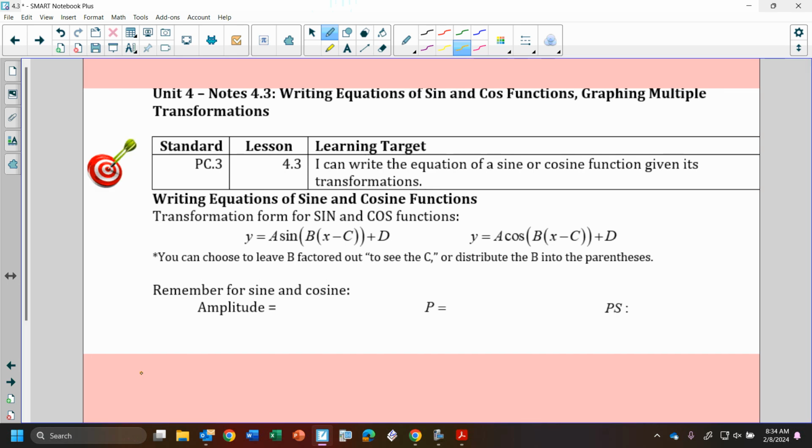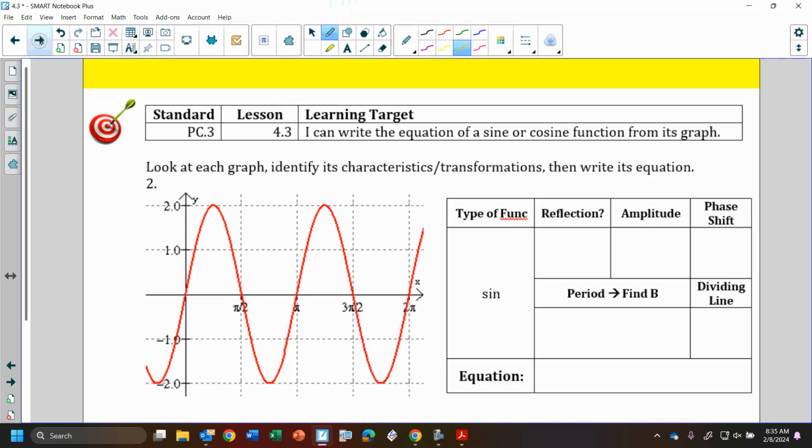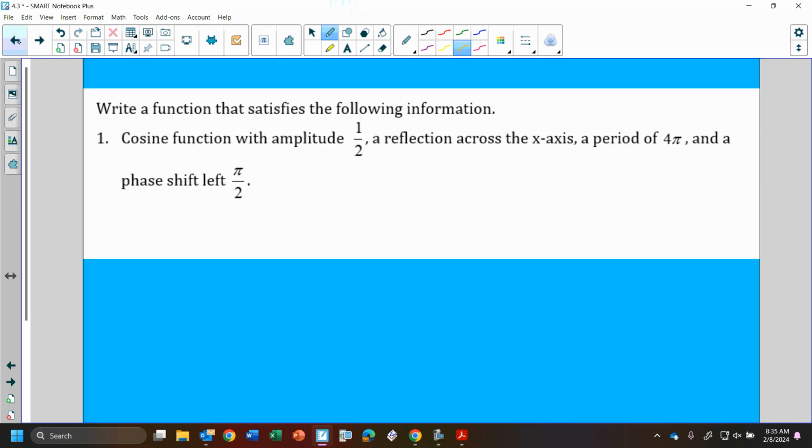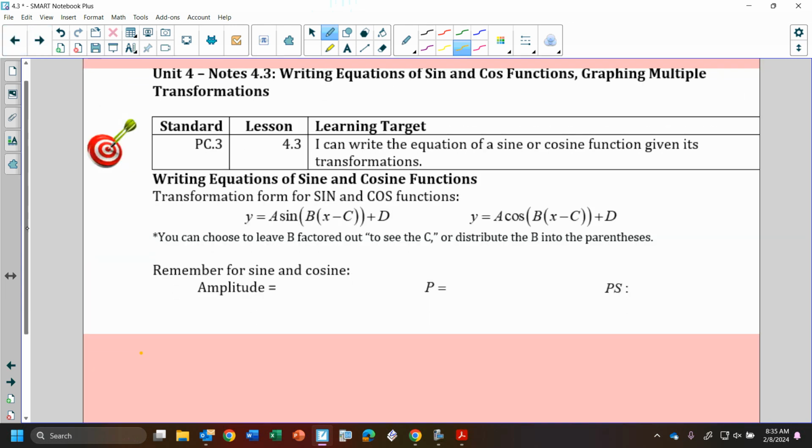All right, so what we're going to be doing today is the reverse of what we've been doing so far. So far I've been saying, here's an equation, let's graph it. By the end of class today, you're going to be able to look at a graph and come up with its equation. Cool? All right. So, we start with a little bit of basics. You want to know the form, or where A, B, C, and D go in a sine or a cosine equation. You want to highlight those if you need to.